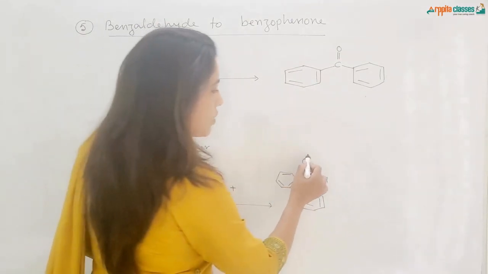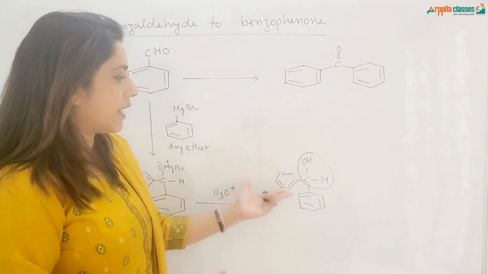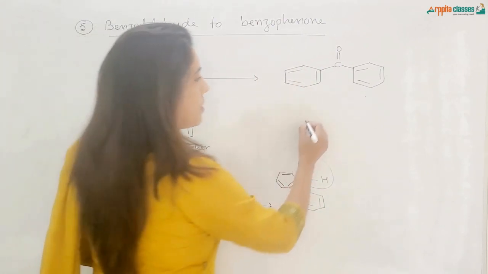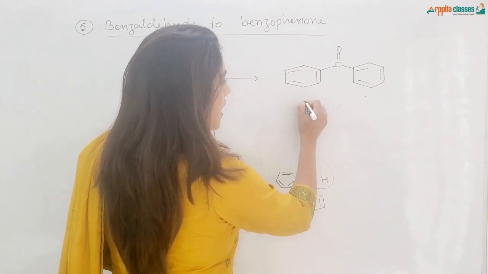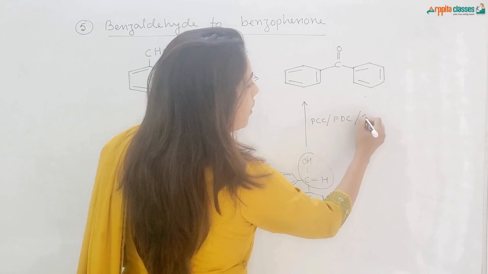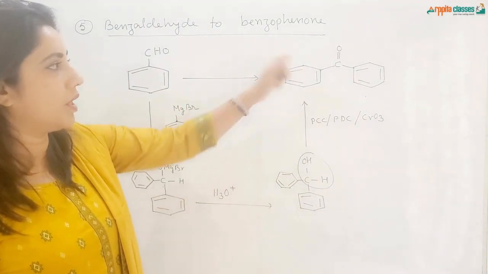So this CHOH group has to be converted into a ketone, and we know that secondary alcohols, when they are oxidized, are converted to ketones. So simply you have to oxidize it with the help of PCC or PDC, or you can use CrO3, chromic oxide. The secondary alcohol will convert into benzophenone.